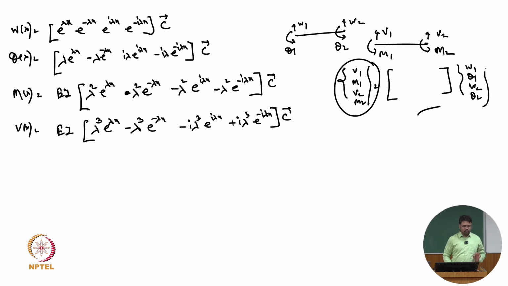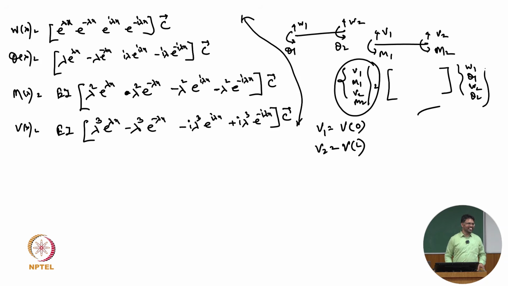Agreed? So what is V1? From this set of equations, can we find V1? Exactly. Substitute x equal to 0. Substituting x equal to 0 should give me V1. Perfect. So V1 is nothing but V of 0. Agreed. How can I get V2? x equal to L. All of you agree?